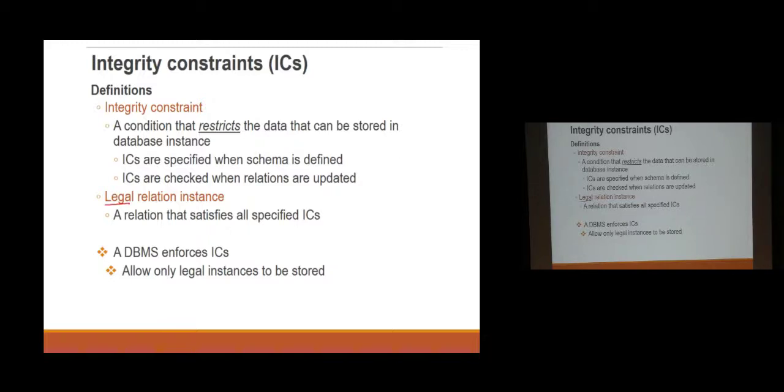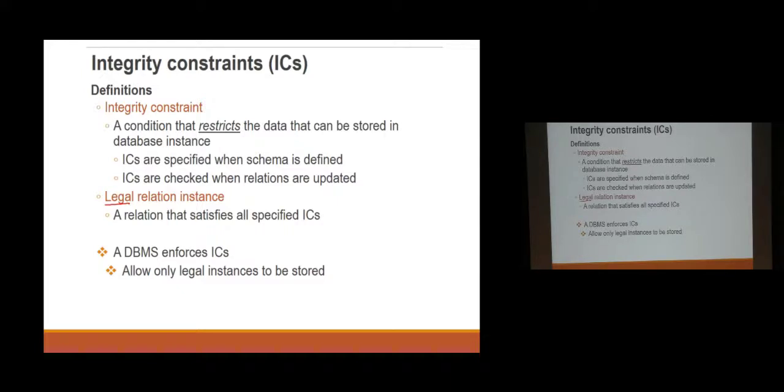So a legal relation must satisfy all the integrity constraints that you specify. And the good thing about the DBMS is that it enforces this integrity constraint. So if you look at your database, once you have set it up, whatever you put in will always satisfy whatever integrity constraint you put. You can never get any data that does not satisfy your integrity constraint. If you can, then you can submit a bug report to the developer.